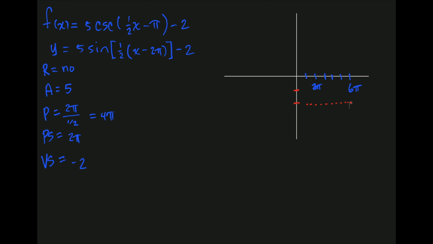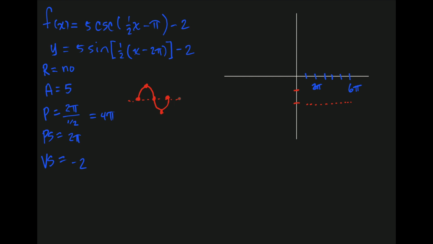Now we're graphing a sine. So let's take a look at the basic sine. So a basic sine looks like this. That's what one period of sine looks like. Here are the key points. Here is the center line right through there.